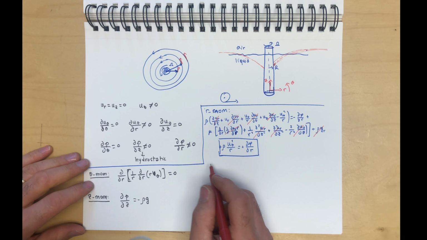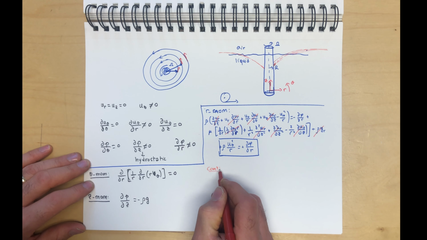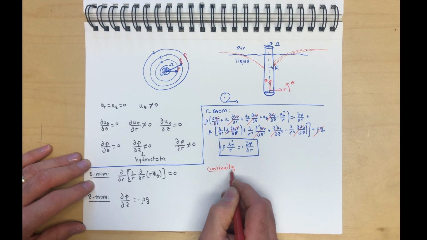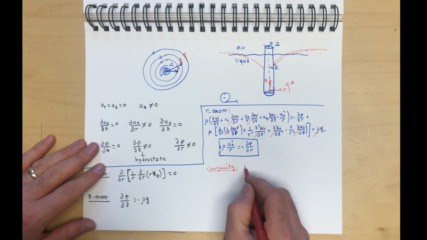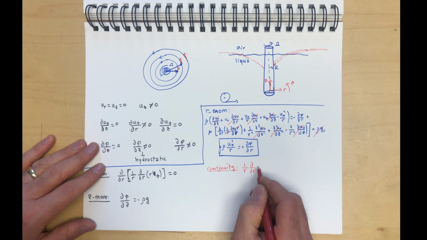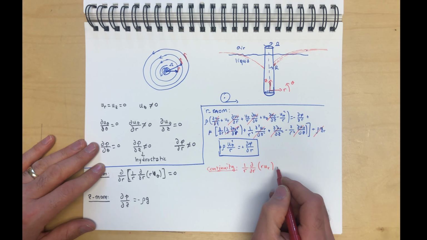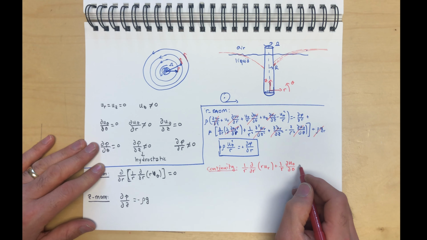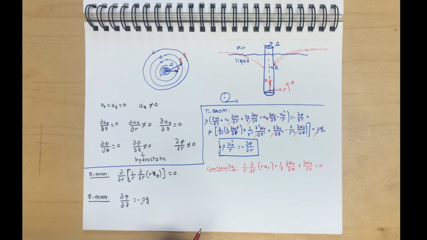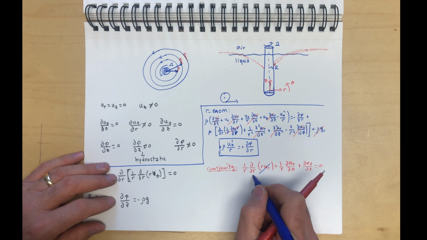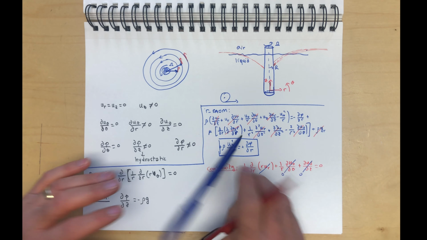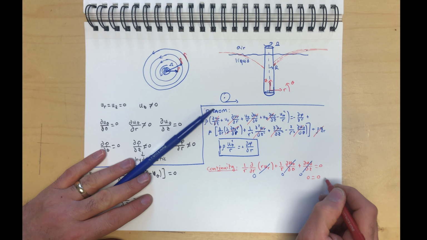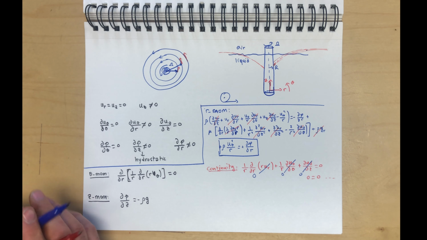If you apply the continuity equation, you get 1 over r d by dr of r ur plus 1 over r du theta by d theta plus duz by dz equals 0. And indeed, each one of those terms is 0, so all you get is 0 equals 0. Nothing. It doesn't help us much, except to validate our assumption.